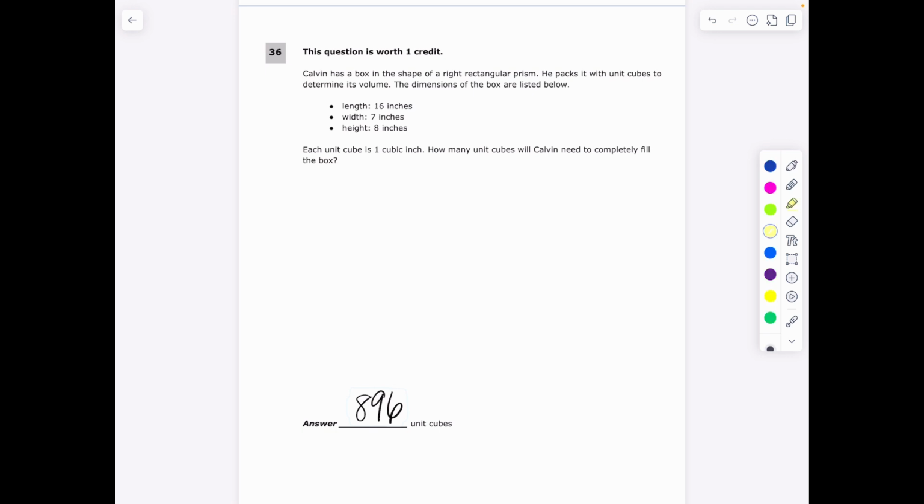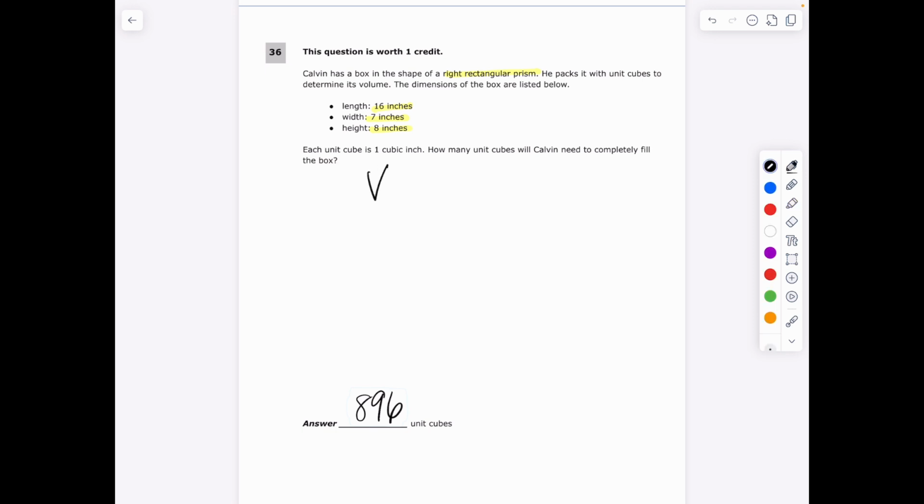Calvin has a box in the shape of a right rectangular prism, so I already know this is a volume problem. He packs it with unit cubes to determine the volume. The dimensions are listed below. The length is 16 inches, the width is 7, and the height is 8. Each unit cube is 1 cubic inch. How many does he need to fill the whole box?